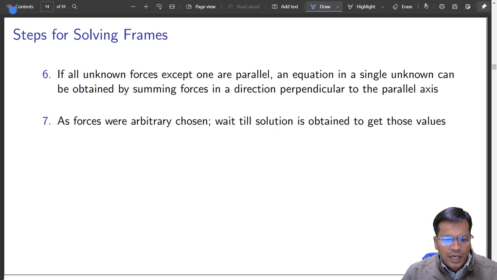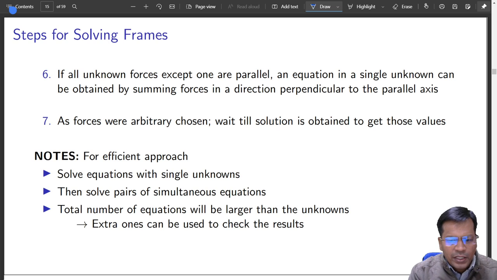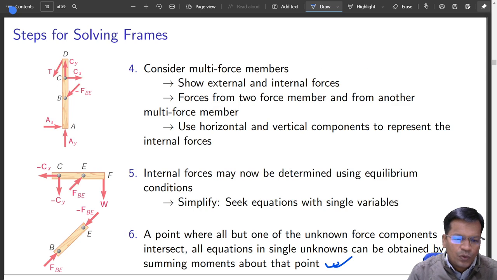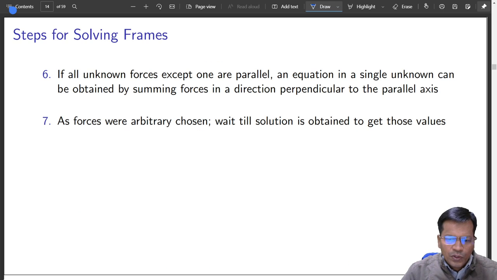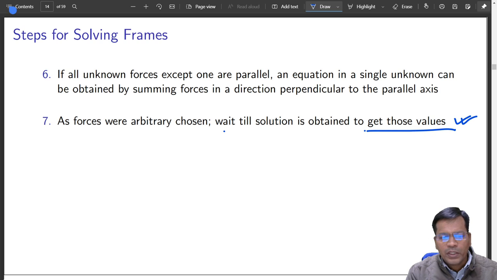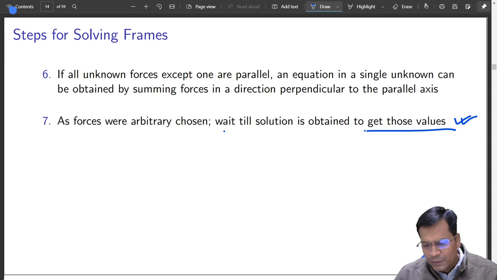And lastly, the forces were arbitrarily chosen. Arbitrarily chosen means if you cannot estimate what the direction could be, you can arbitrarily choose the direction. It will automatically come out in the results. In the case of multiple force members, it becomes very difficult to estimate beforehand what the direction of the force will be. So you have to wait till the solution is obtained to get those values. So you have the freedom to choose the direction.